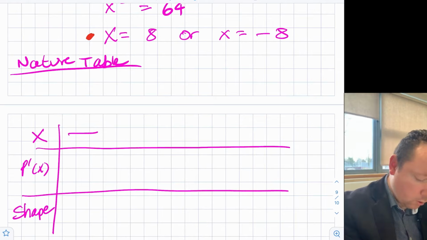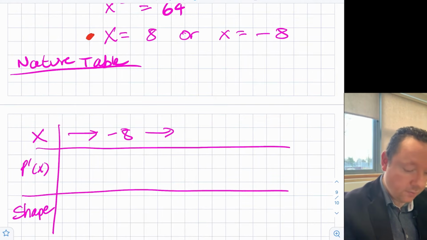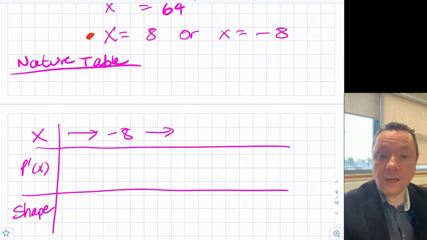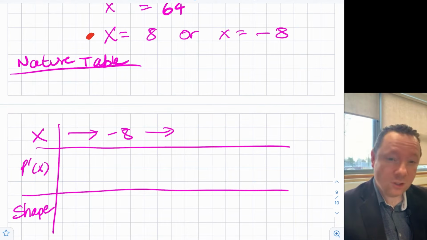So we're going to go along to -8 and then move all the way from -8. Now this is where you need to be very careful. You can't then just put 8 here. This is the one occasion that I talked about earlier where the function is discontinuous.